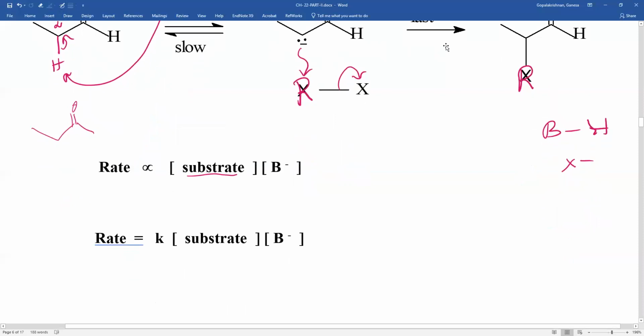The same way as we did in the acid catalyzed reaction, if I convert the proportionality into equality, I use the rate constant. It's a proportionality constant. So basically this rate equation is k times substrate concentration times base concentration. Same interpretation. If you triple the concentration of the base, the rate will triple. The reaction will occur 3 times faster. If you triple the concentration of the substrate, the reaction will occur 3 times faster.